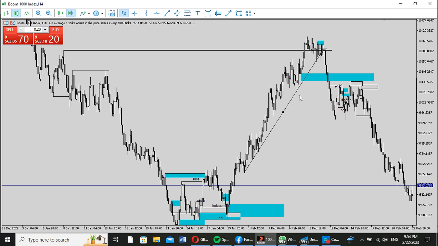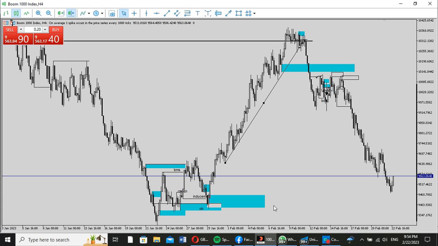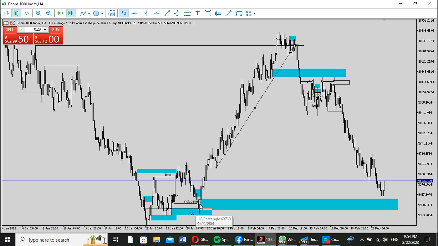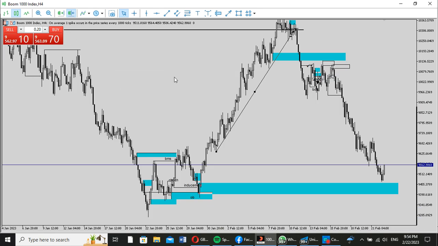Liquidity form, so it left its liquidity behind because you have to come back to that liquidity. So I am not going to be buying from here either, because I know what the market is going to do, and it is overall bearish.